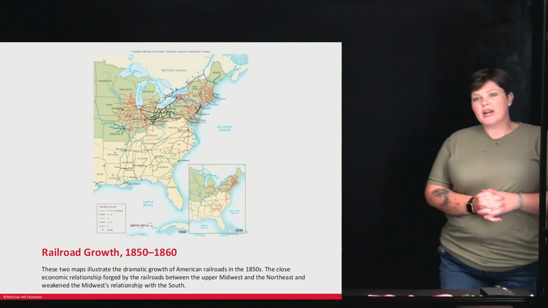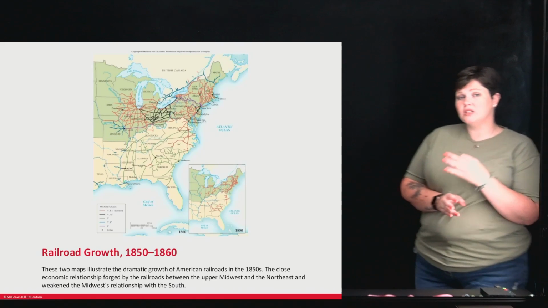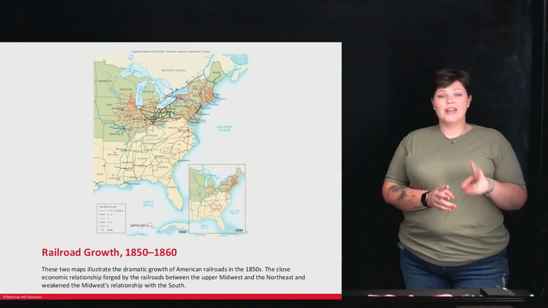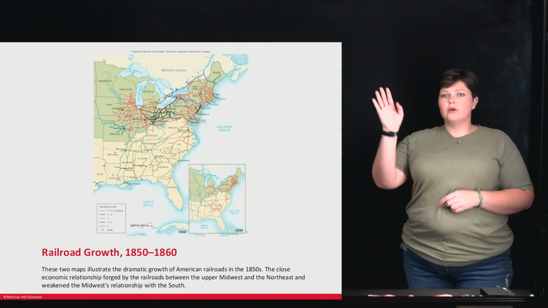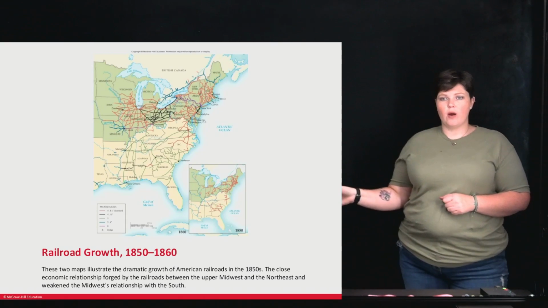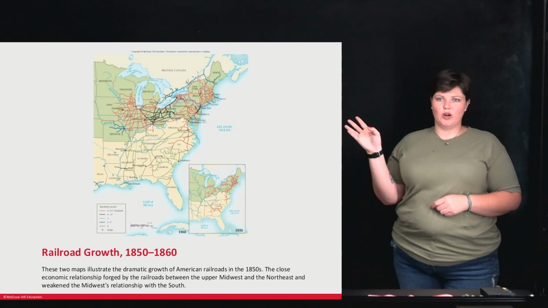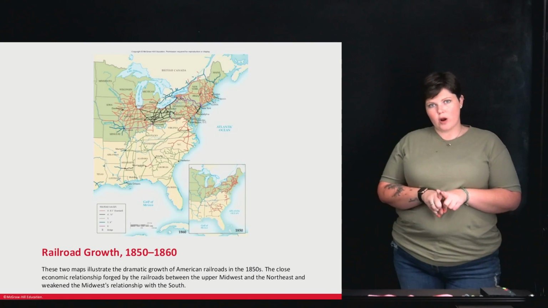So this map right here is important for our unit now, but it's also going to be important for our next two units as well. So you can see in 1850 what the railroad system looked like, and then just 10 years later how it increases. But there's a few things that I want to point out.